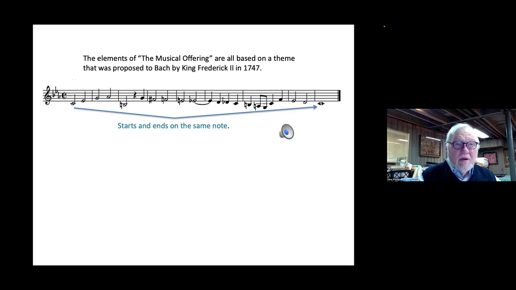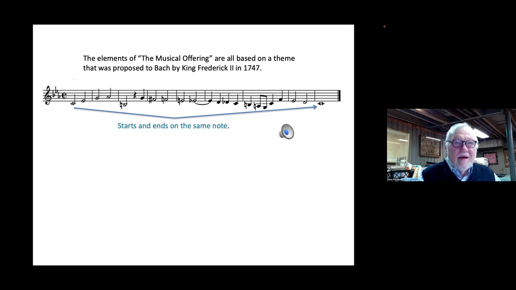So the Musical Offering has a whole bunch of stuff in it. Let me backtrack a moment. So then the king said, "Okay, that's three. Can you do six?" And Bach said, apparently, six I can't do, but I'll go home, I'll do it, and I'll print it up and send it to you.